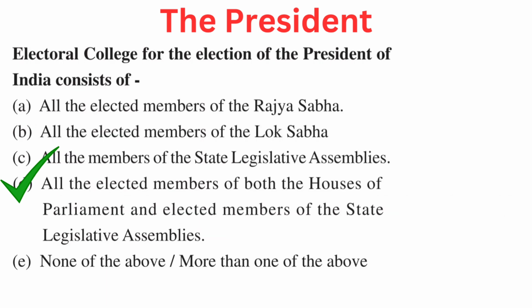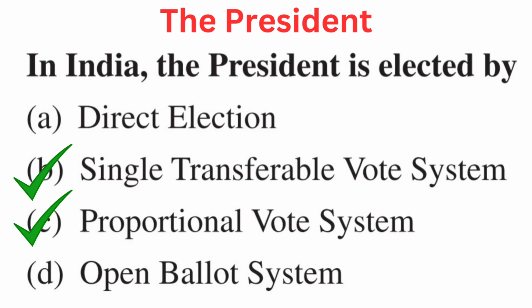Your question is, Electoral College for the election of the President of India consists of, your options are A. All the elected members of the Rajya Sabha, B. All the elected members of the Lok Sabha, C. All the members of the state legislative assemblies, D. All the elected members of both the houses of parliament and elected members of the state legislative assemblies, or E. None of the above or more than one of the above. Right answer is D. All the elected members of both the houses of parliament and elected members of the state legislative assemblies.